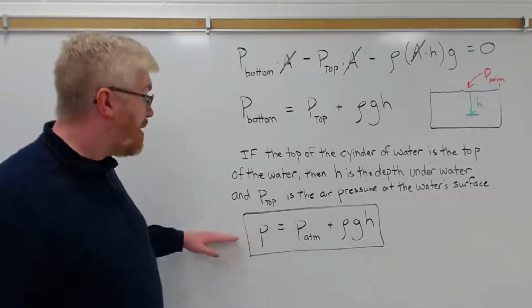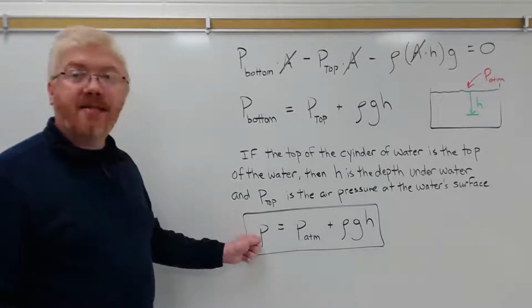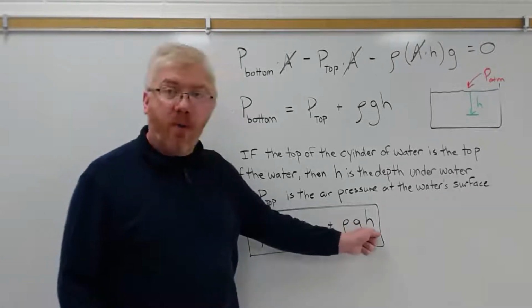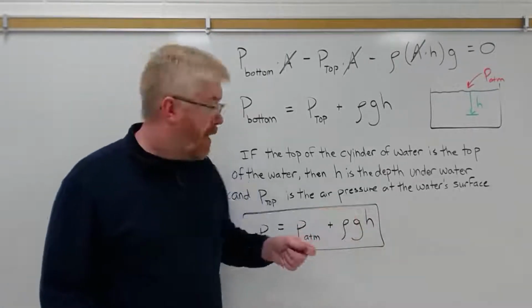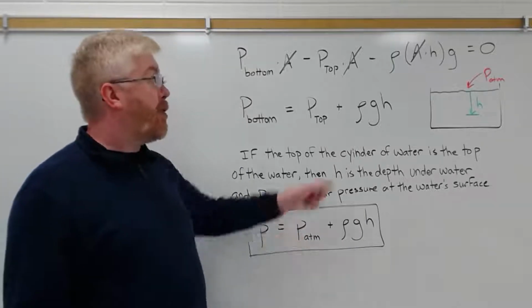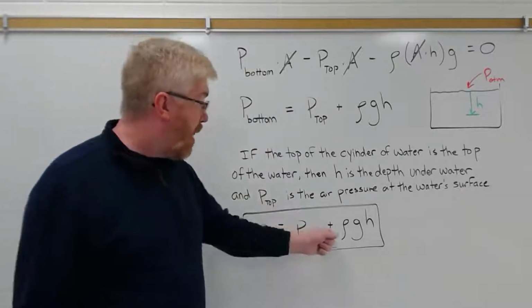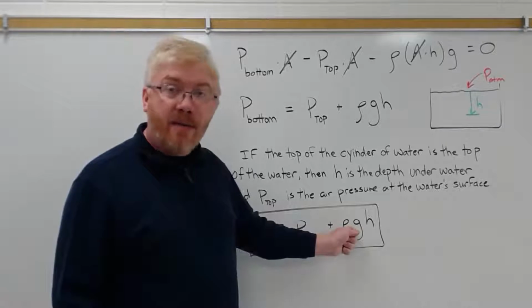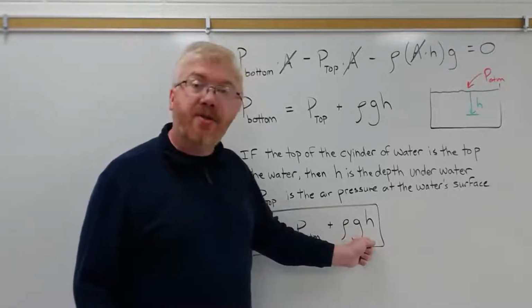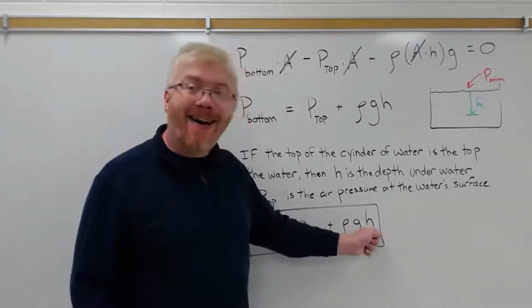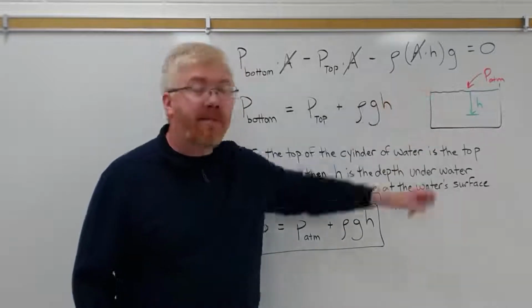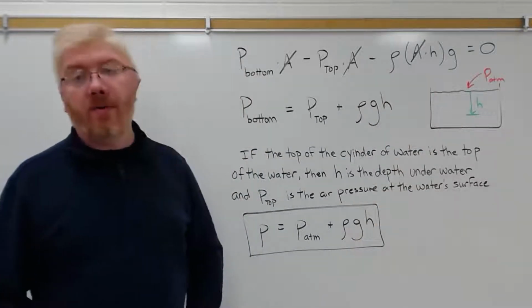So we end up with this equation. The pressure at some depth h under the water, or under the fluid, is equal to whatever the atmospheric pressure is at the top of the fluid, plus the density of the fluid, times the acceleration due to gravity, times the height, or rather the depth, if you will, that you are under that fluid.